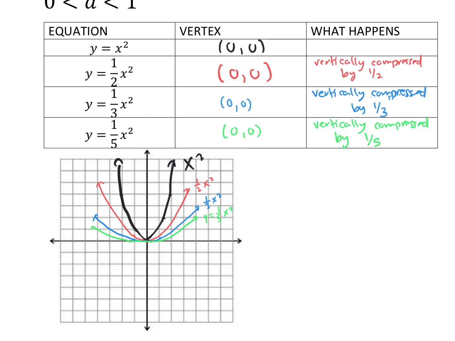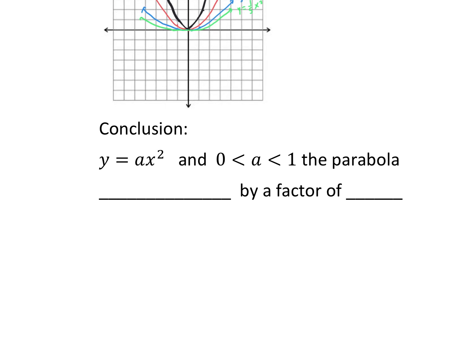So in summary, we can say that if we multiply x squared by a value of a, where a is a fraction between 0 and 1, the parabola is going to be compressed by a factor of 1 over a. Or maybe we'll just say a.